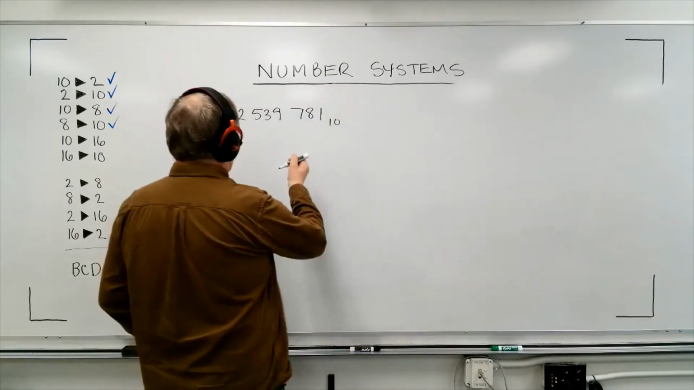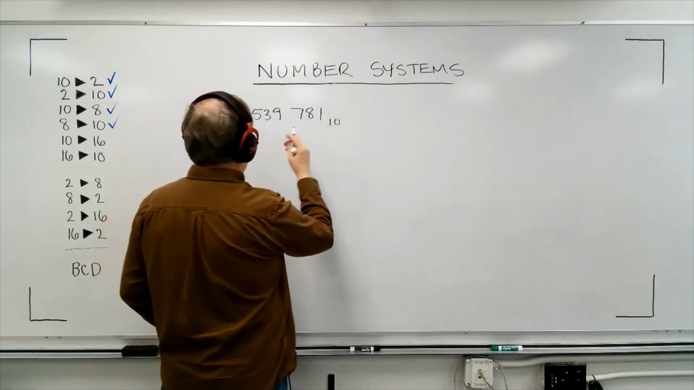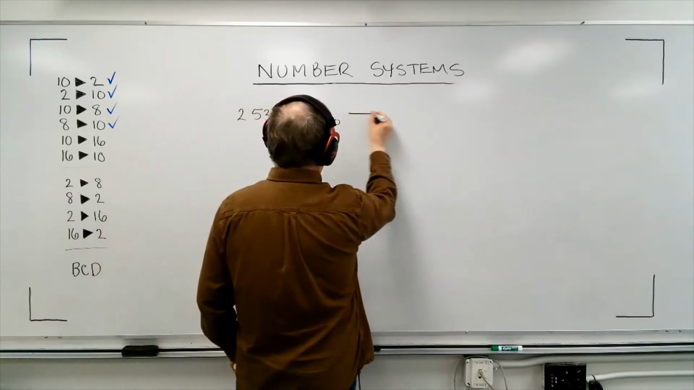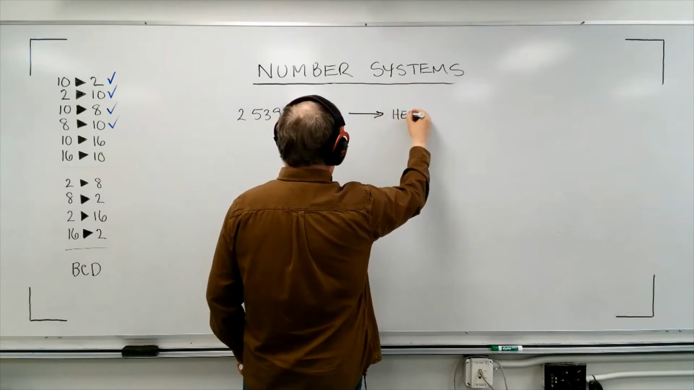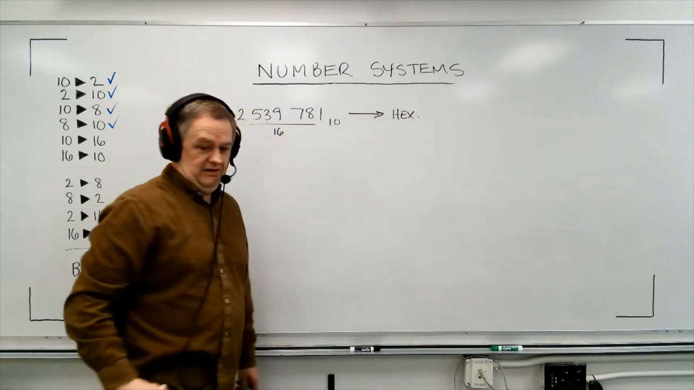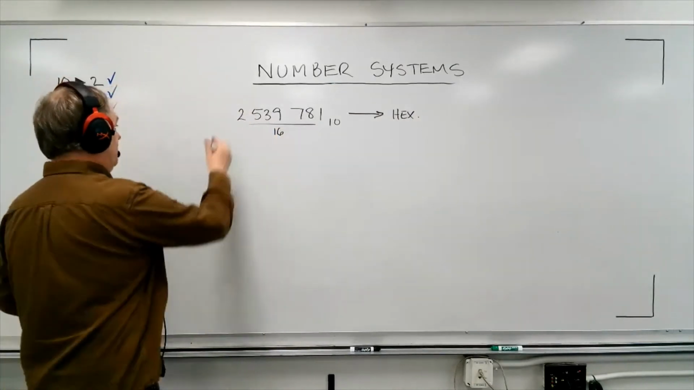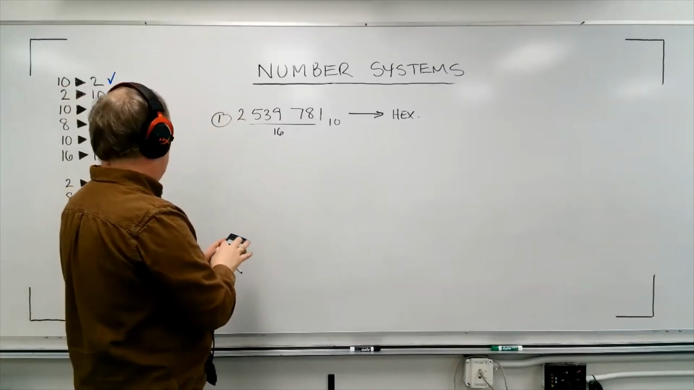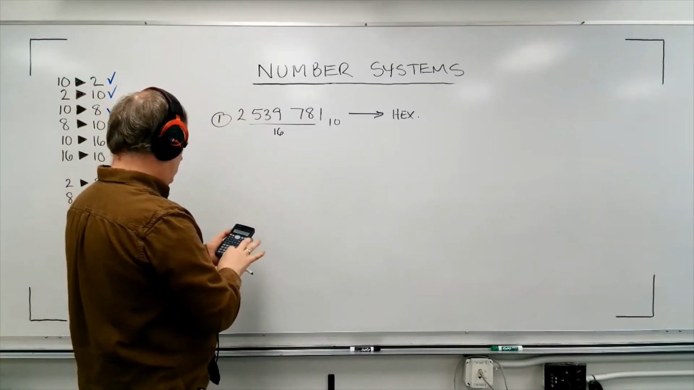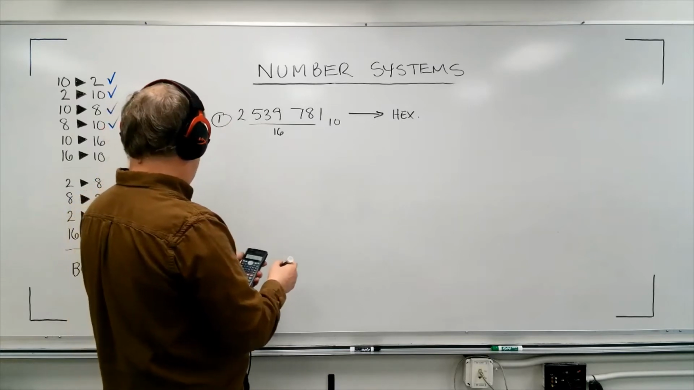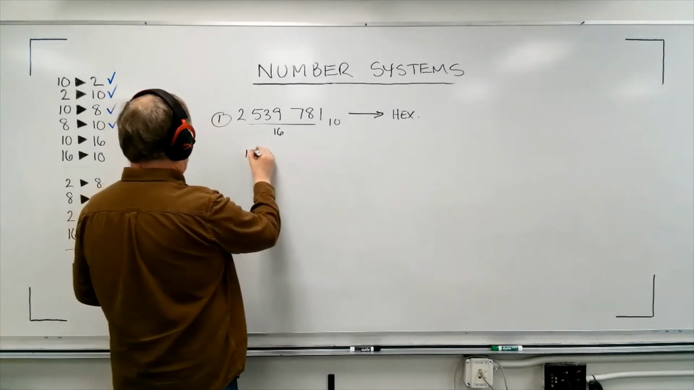So let's take a look at this. This is base 10. We want to convert this to hex, or base 16. So the very first thing I'm going to do is I'm going to divide this by 16. So divide by the base. This is step 1, okay? Step 1. 2,539,781 divided by 16. And this equals 158,736.